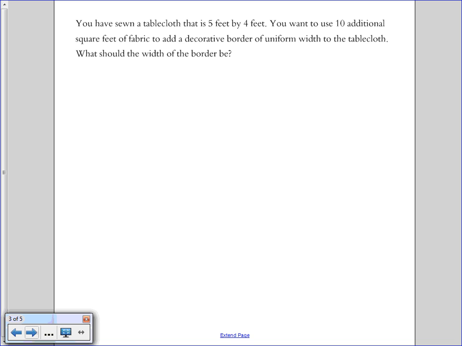For this one, we'll just set it up and we won't go through the whole process of factoring and solving, because I think that's the part that you're most familiar with. But to set this one up, it says you have sewn a tablecloth that is 5 feet by 4 feet. So a tablecloth, that's a rectangular piece of fabric, 5 feet by 4 feet.